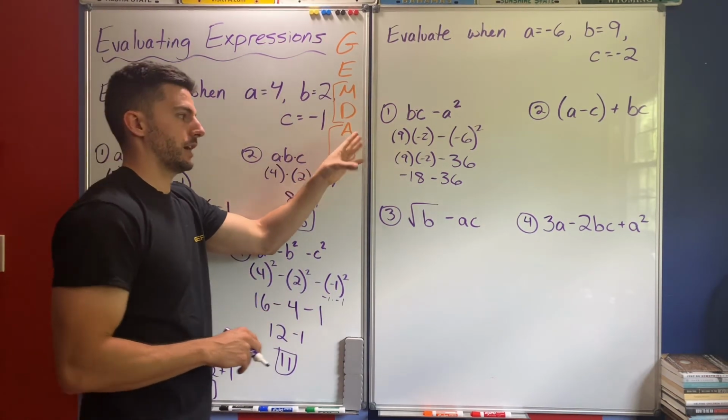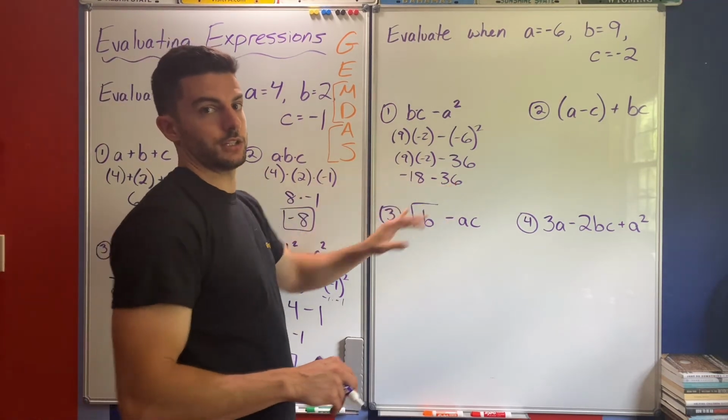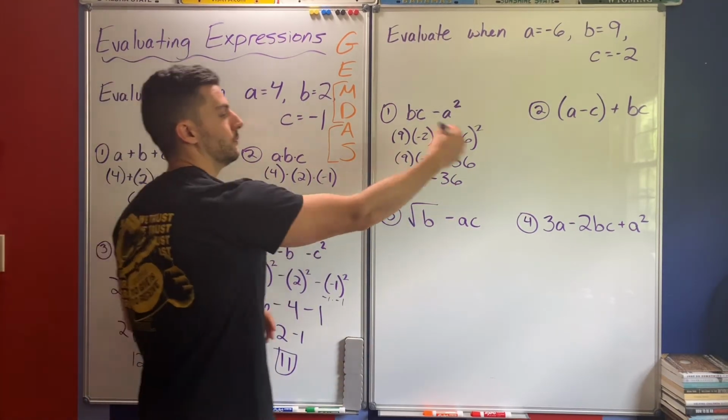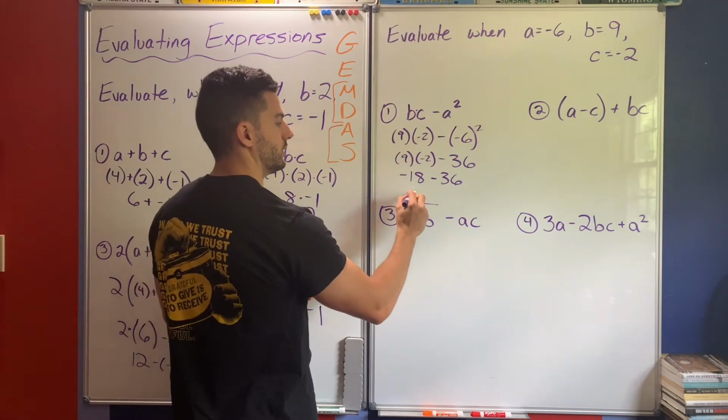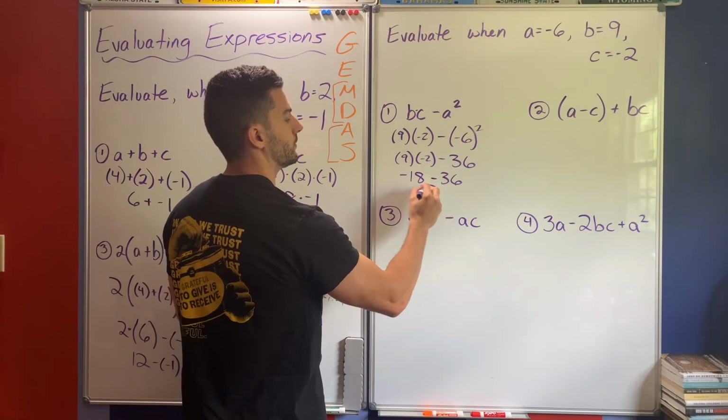And now addition and subtraction, my last step. I do have subtraction here, right? Negative 18 minus 36 more. Again, you could use a calculator because I know that's tricky. You would get negative 54.